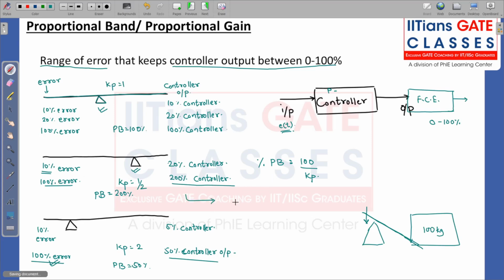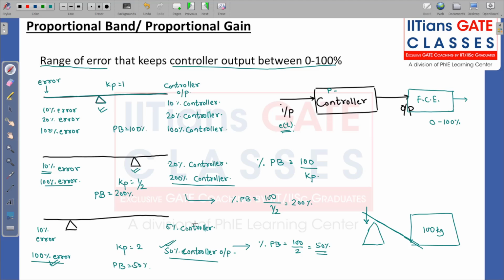So in this case, if you put the percentage of proportionality band, it will be 100 divided by Kp. If you put Kp as half, this comes out to be 200%. And if you put Kp as 2, the percentage of proportionality band is 100 divided by 2, so that is 50%. So that is what we have derived. I hope there is no doubt up to this point.